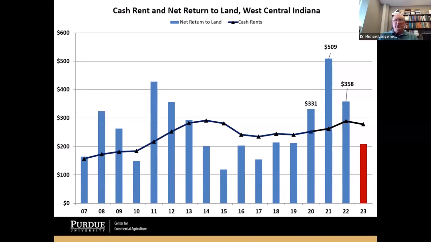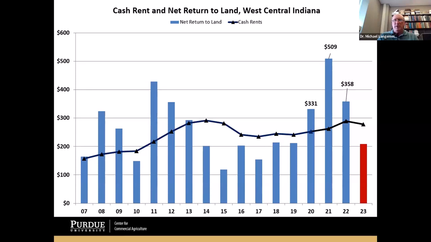If these are one-year leases, who wants to negotiate a $100 to $150 change in cash rent every year? That's brutal. And so rather than doing that, we slowly adjust. Notice from 14 to 19 here, we had a pretty big drop in cash rent in Indiana, about 15%. I know in some other states it was a bit larger than that. That 15% drop in cash rent took place over 5 or 6 years, rather than 1 year.